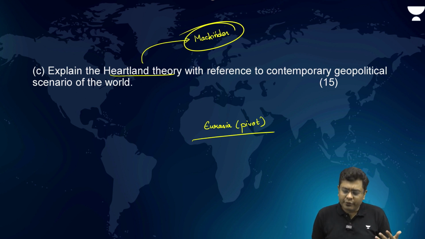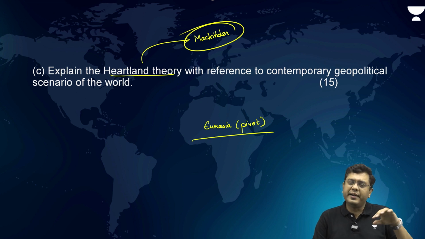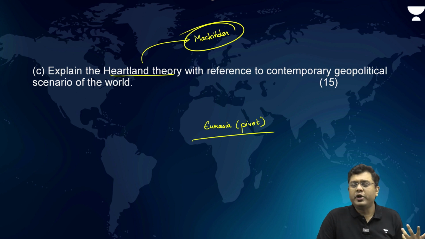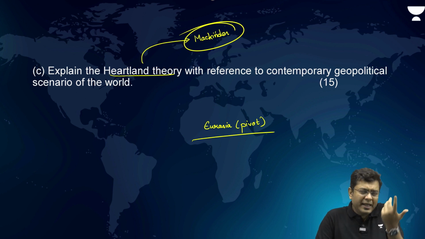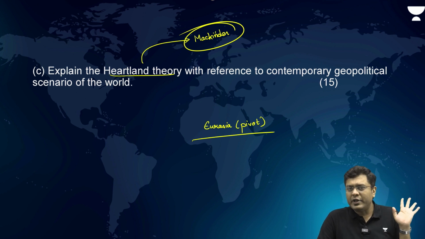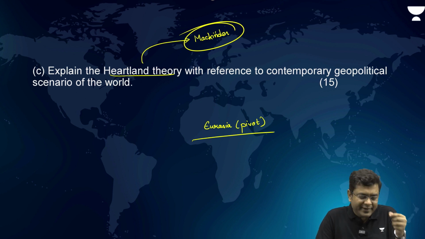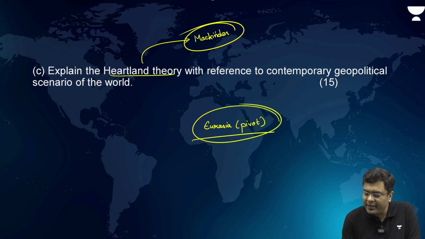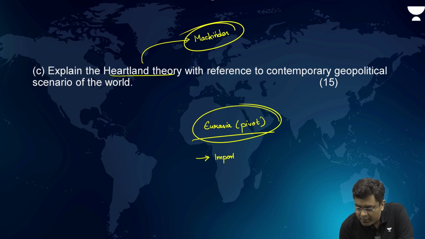Now, it is also criticized owing to the fact that it is very old kind of a world view. It does not take a multipolar world view, but nonetheless, UPSC is not asking you that critical analysis. It is simply telling you, explain the heartland theory. So, Eurasia and the control of Eurasia, importance of naval power.